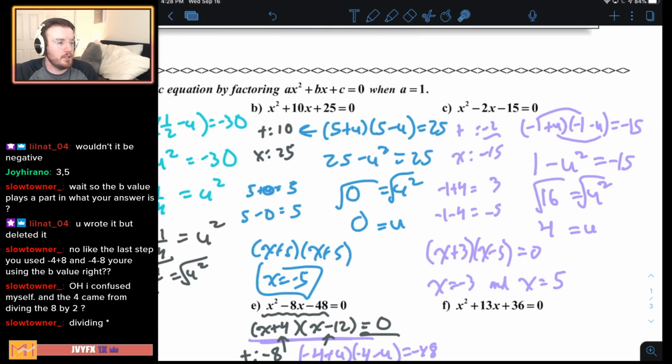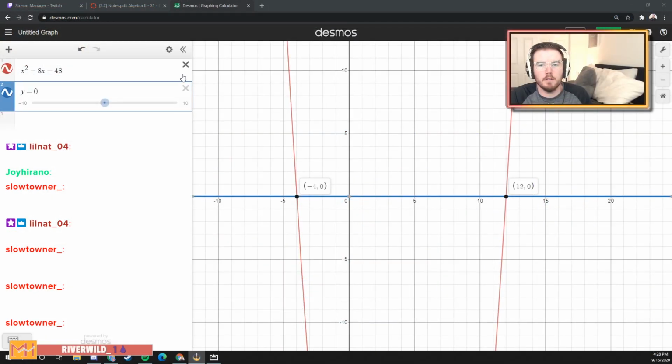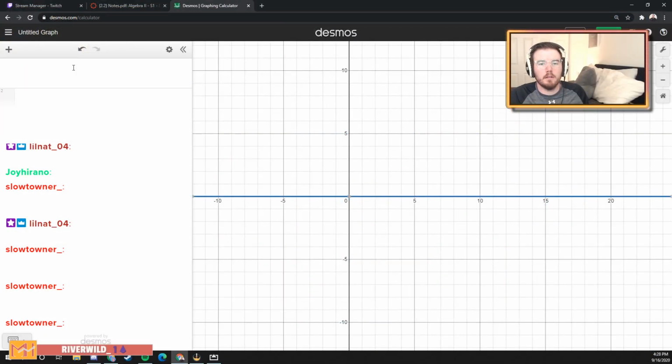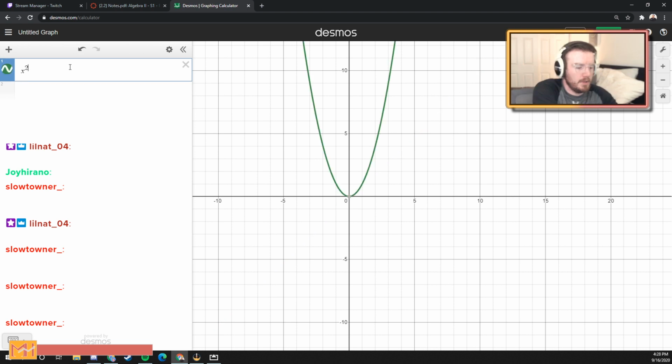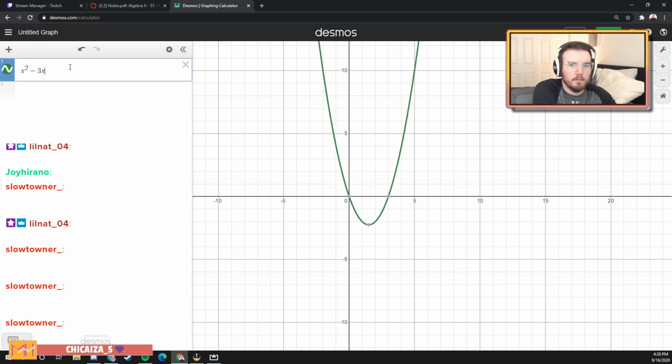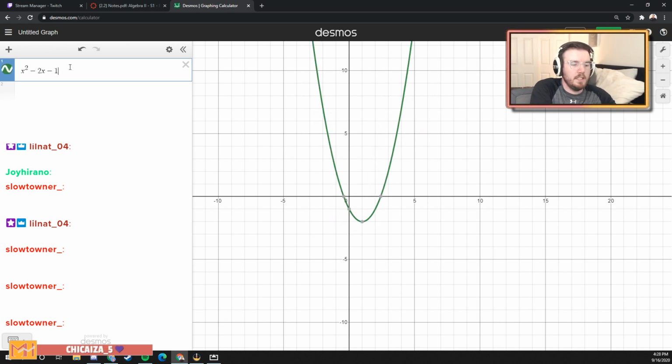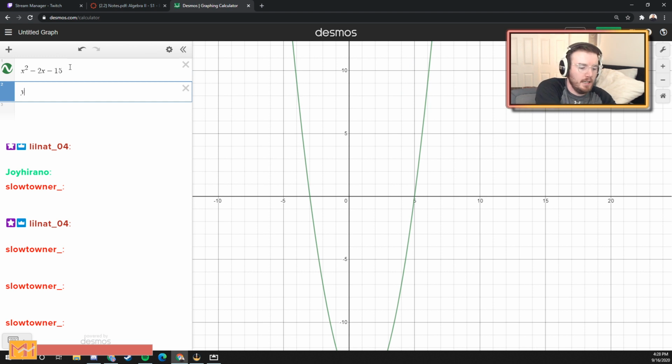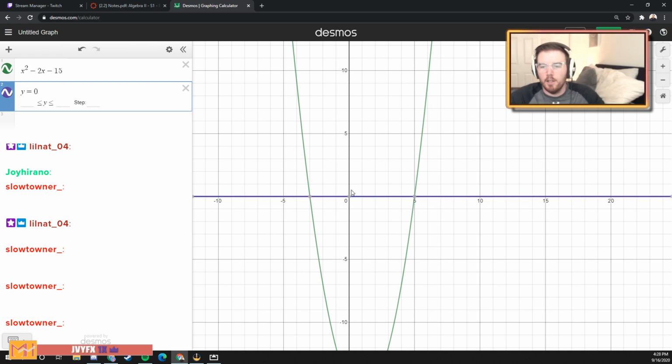X squared minus 2x minus 15. I plot the left-hand side. I plot the right-hand side. Where do they intersect? -3 and 5.